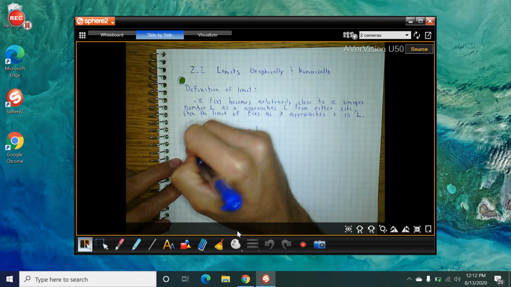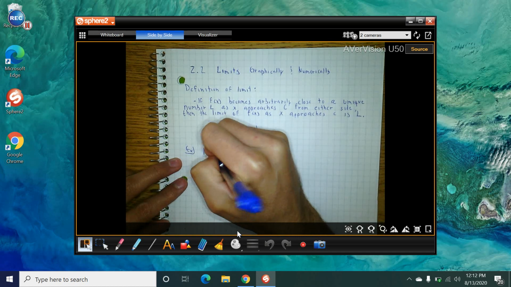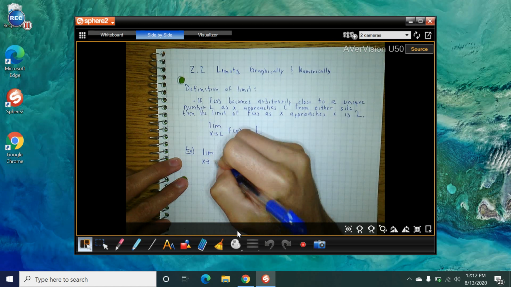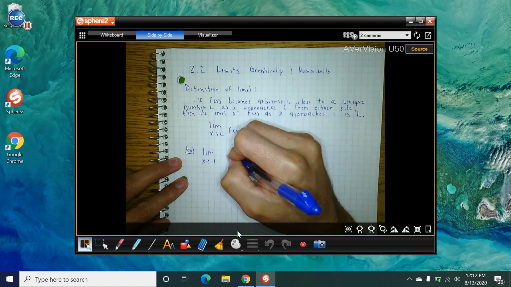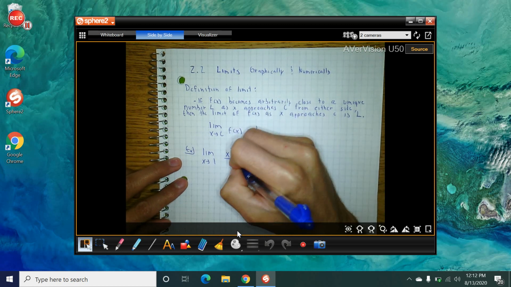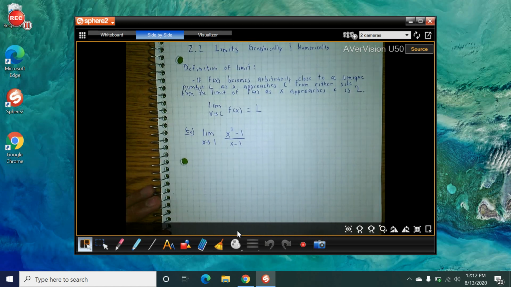So let's take an example, and let's say that you are asked to find the limit as x approaches 1 of x to the third minus 1 divided by x minus 1. As of right now, you've never seen limits before, so you don't really know how to attack this. You haven't been taught how to attack this. So the first thing we're going to do is come up with a graph of this, and we're going to go back to this definition to see if we can understand what's happening.